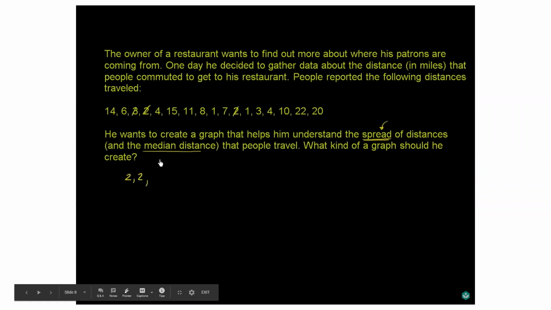Then we have this 3. Then we have this 3. I think we got all the 3's. Then we have that 4. Then we have this 4. Do we have any 5's? No. Do we have any 6's? Yep, we have that 6. And that looks like the only 6. Any 7's? Yep, we have this 7 right over here.